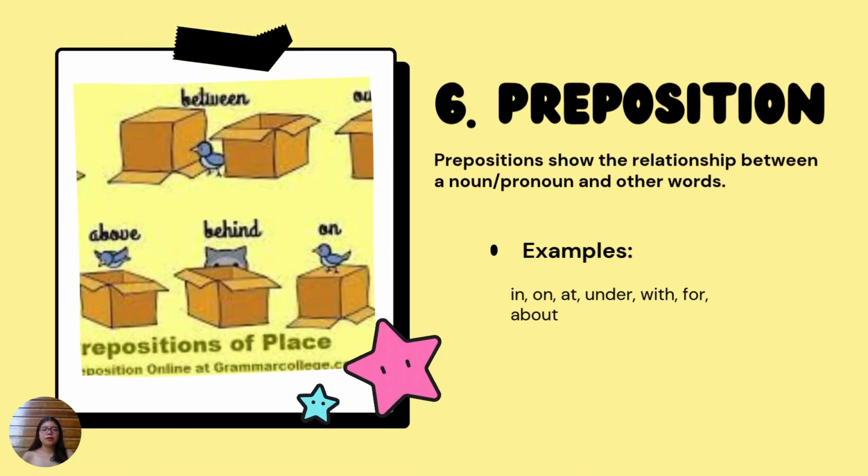Now we are continuing with number six, preposition. What is a preposition? A preposition shows the relationship between a noun or pronoun and another word. Examples are in, on, at, under, with, for, about, etc.